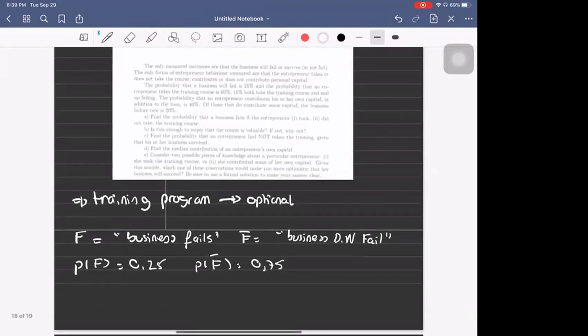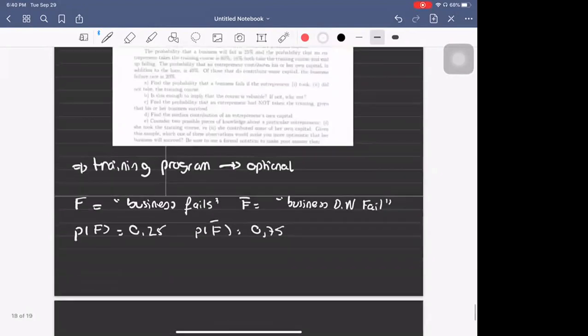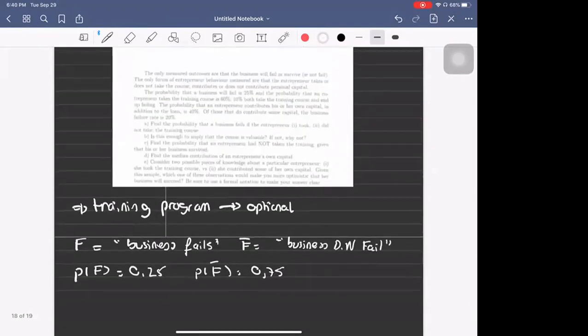Additionally, 10% both take the training course and end up failing. When we talk about both or and, these are keywords for intersection in general. So the probability that you fail and at the same time you took the course is equal to 0.1. So 10% of people fail and take the course at the same time. Both take the course and fail.